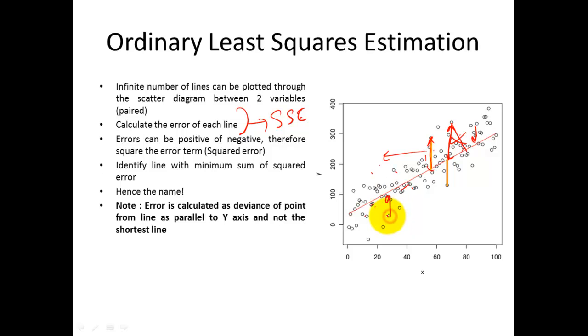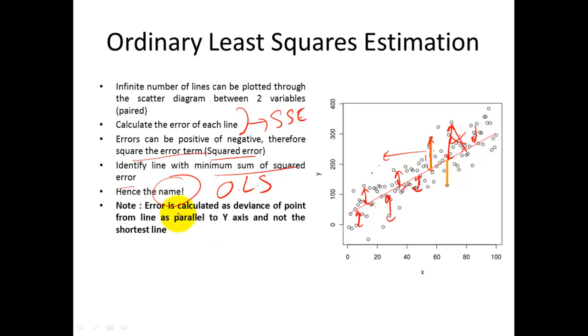So I have n number of observations. Some of the observations are above the line, some of them are below the line, so the errors can cancel out each other. To make sure that the errors remain positive, we square the error term, hence the term squared error. Identify the line of minimum sum of squared errors. So for all the hypothetical lines in my scatter diagram, or in my two-dimensional space, identify the line where the sum of squared errors is minimized, and therefore we get the name OLS, ordinary least squares.